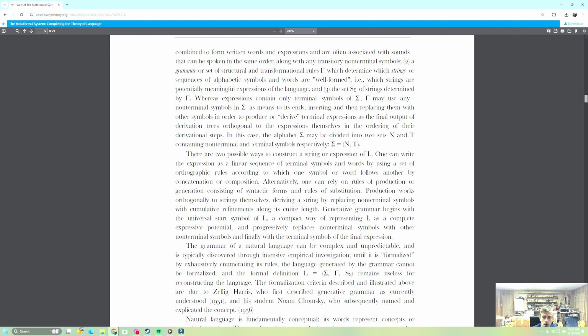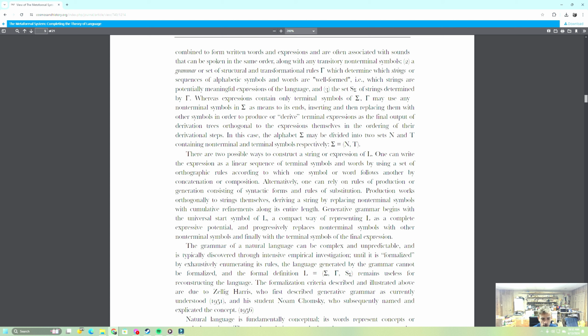Alternatively, one can rely on rules of production or generation consisting of syntactic forms and rules of substitution. Production works orthogonally to strings themselves, deriving a string by replacing non-terminal symbols with cumulative refinements along its entire length.